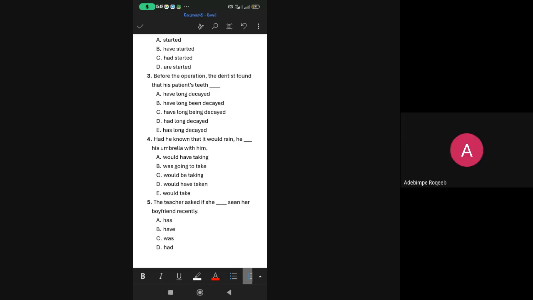Option D, because after has, have, and had, you have to follow it with a past participle verb. And the past participle form of take is taken with en, not taking with ing.